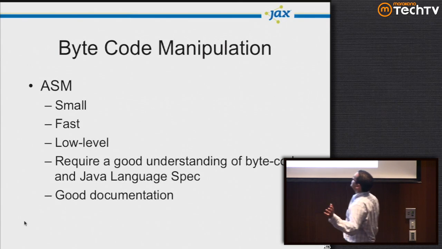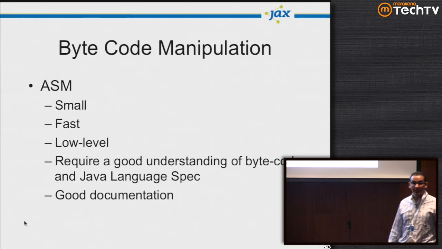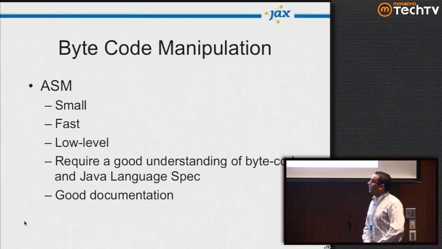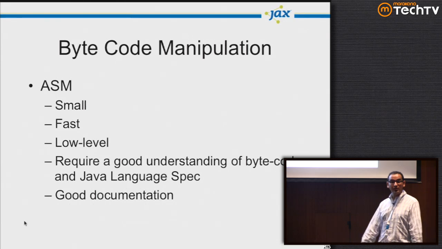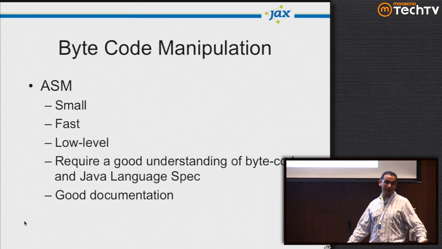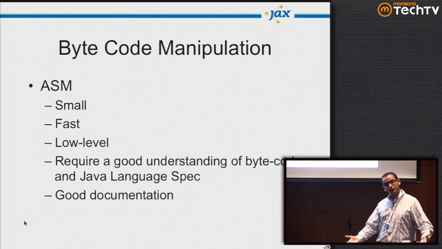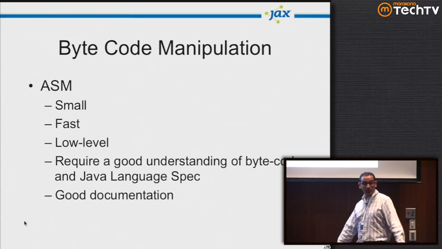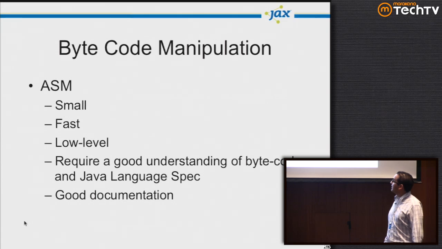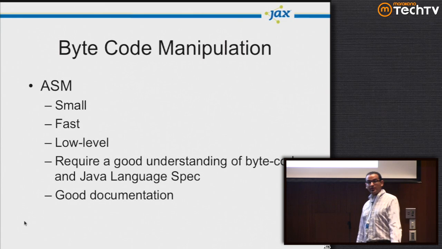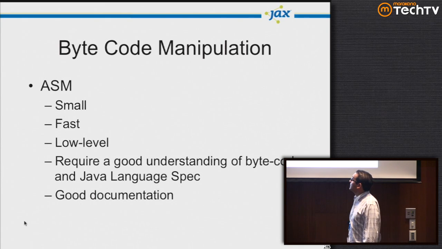There are a lot of bytecode manipulation libraries. I'm going to mention a few. ASM, it's very small, fast, very low level. You need to know the opcodes for the Java bytecode to actually understand this, which is a really good practice. But it requires a good understanding of the language spec itself as well. But it's very well documented. I mean, ASM is king.